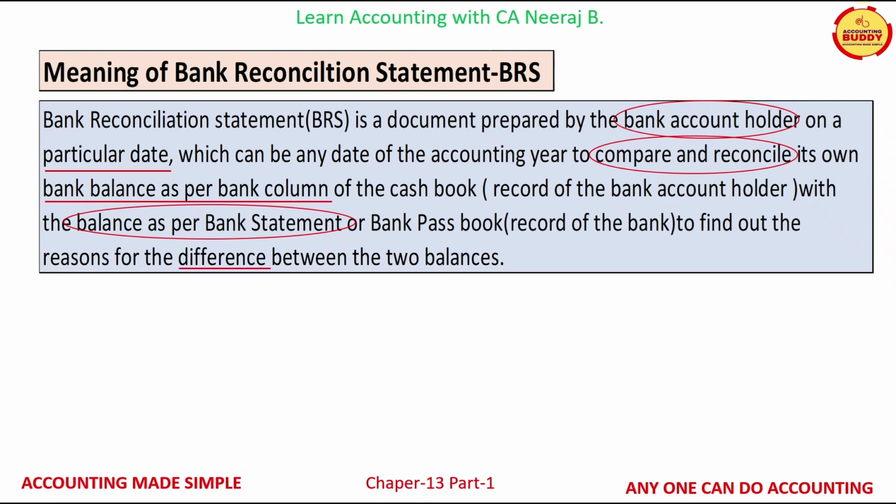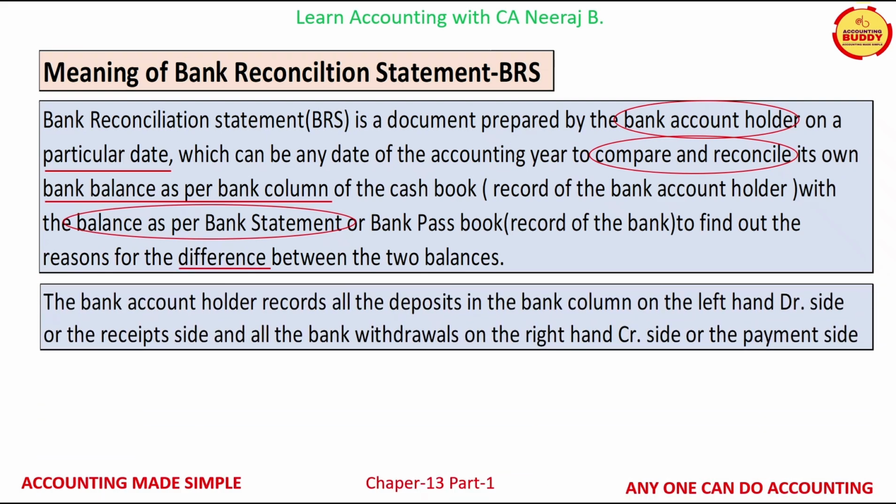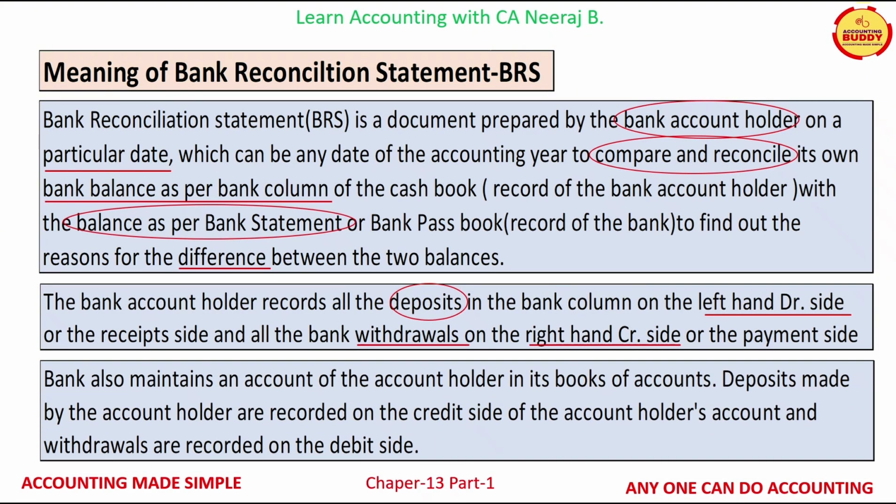The bank account holder records all the deposits in the bank column on the left hand debit side or the receipt side, and all the bank withdrawals on the right hand credit side or the payment side of the cash book. Bank also maintains an account of the account holder in its books of accounts. Deposits made by the account holder are recorded on the credit side of the account holder's account, and the withdrawals are recorded on the debit side.